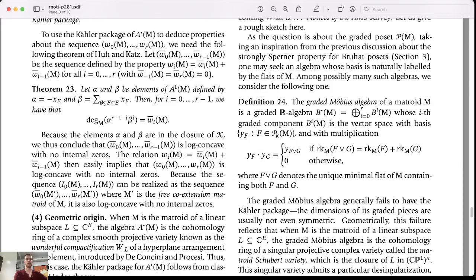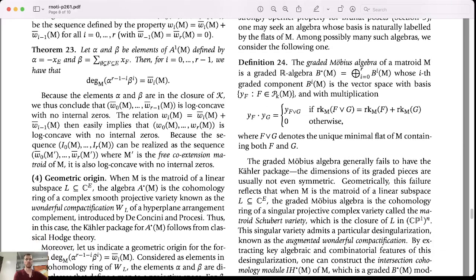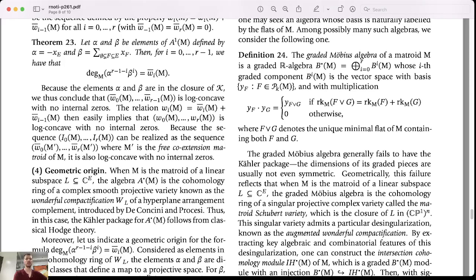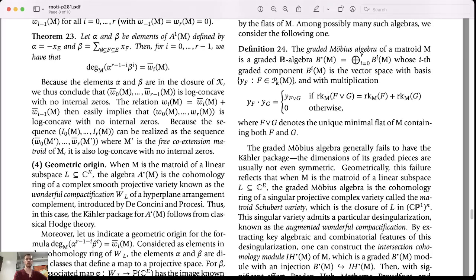Theorem. Let alpha and beta be elements of A1 of big M defined by alpha equals minus X big E and beta equals the sum over all empty set proper subset of big F proper subset of big E of X big F. Then for i equals 0 through R minus 1 we have that the degree over big M of alpha to the R minus 1 minus i beta to the i equals Wi bar of big M.